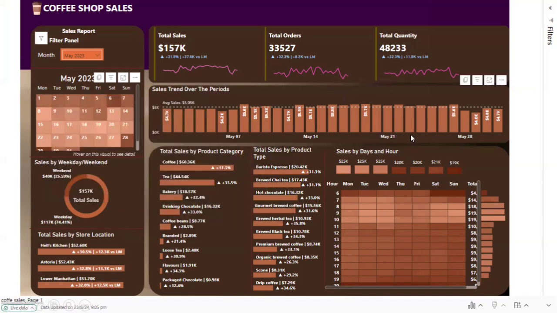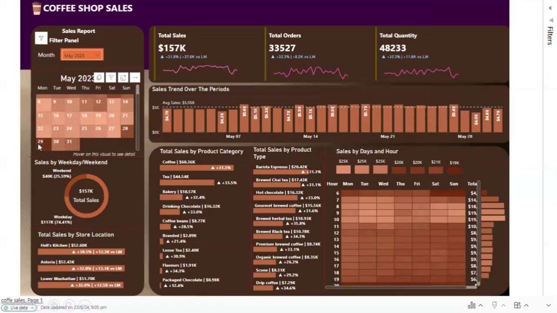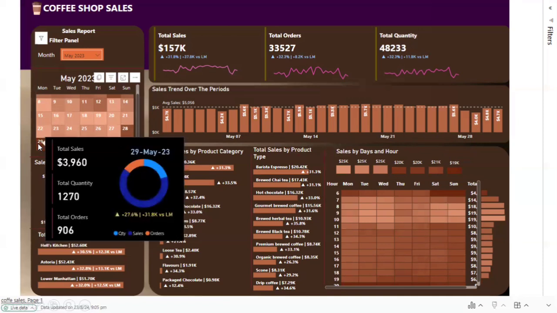And we can see here the lowest performing day was, as usual, the end of the month, that is 29. If we come here, we see it is darker. It is darker, it's going to be less amount, 3,960,000 dollars of sale.